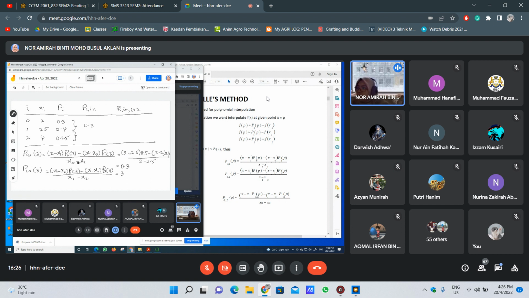Berapa? So 3 tolak x2 awak adalah 4, kan? P1 0.4 minus 3 minus x1 2.5, P2 0.25, over x1 2.5 minus 4. Berapa?